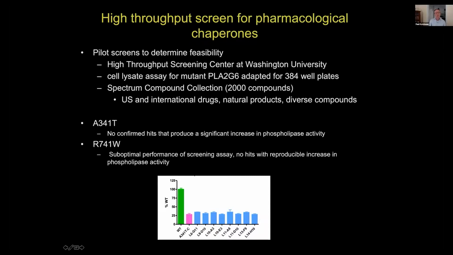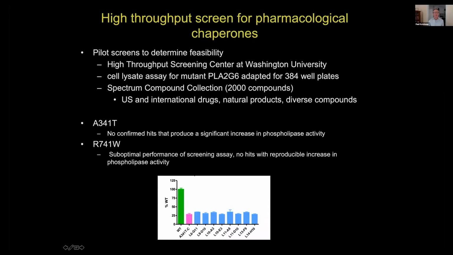And so we completed screens with 2 different mutant proteins, which I had included in the data I showed you before. And so far in those screens, the bottom line is we did not succeed in identifying a confirmed hit, meaning one of the compounds that would produce a significant increase in phospholipase activity. Are there compounds that produce perhaps very marginal increases? Possibly. We'd have to do more experiments to really characterize this further. But so far we have not seen consistent reproducible effects of a given compound.